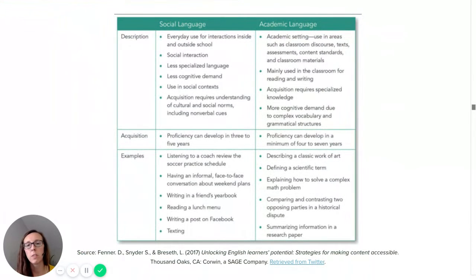To give you some further perspective on social versus academic language, here's another chart that I think is helpful in describing the overall ways that you would see social and academic language showing up, how long it takes a learner to acquire these or develop proficiency in these, and then some examples. So things like writing a post on Facebook, texting, having an informal conversation, those can be examples of social language, whereas defining a scientific term, describing a classic work of art, explaining how to solve a complex math problem, I would venture to say explaining how to debug a computer science problem, those fit under academic language.